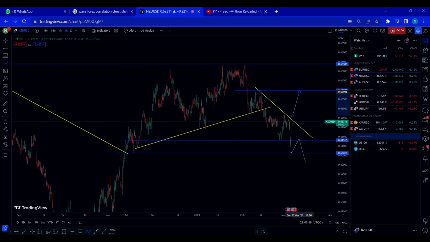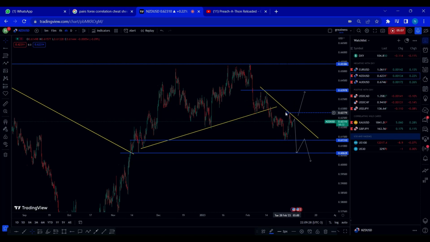I'll be buying it all the way from here until the market breaks above this zone. But we have to take out this high first. If we just break above the trend line, because here we can break and retest, if we just break above this high, if we take out this high, then I know the market is actually buying.